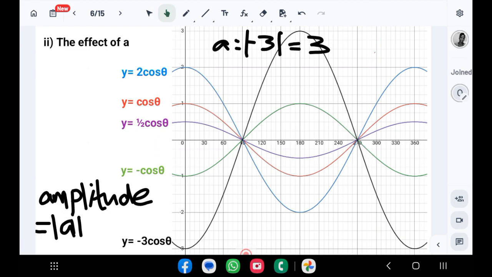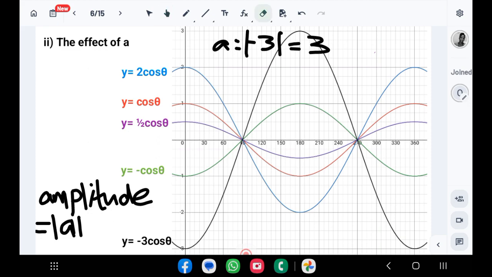So what you have here is that you will have a maximum turning point at 180 degrees, but with 3 as your y coordinate, because the amplitude is 3. So it has been blown up by 3 times, and it has been flipped upside down because now your A is also negative. And that's how the A affects your graph.